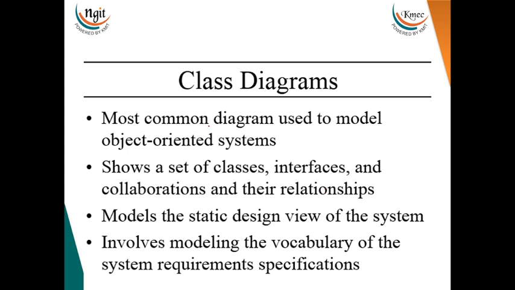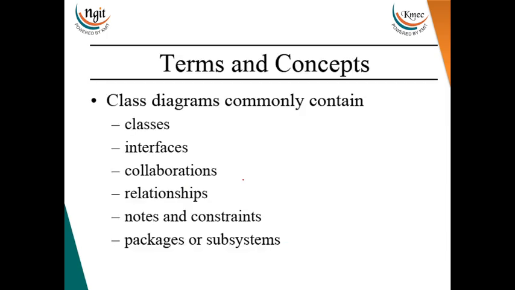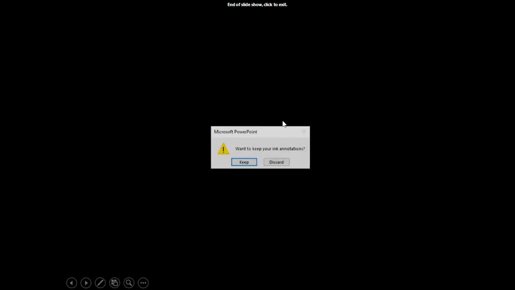Class diagram is the most common diagram used for modeling objects. It shows classes, interfaces and collaborations. The model is a static view, with involvement and all those things. Terms and concepts: class diagram, class, interface, collaboration, relationship, anything. Thank you very much. I'll stop it here.